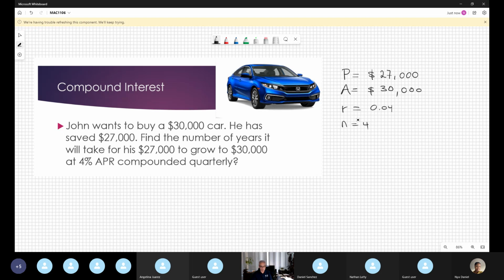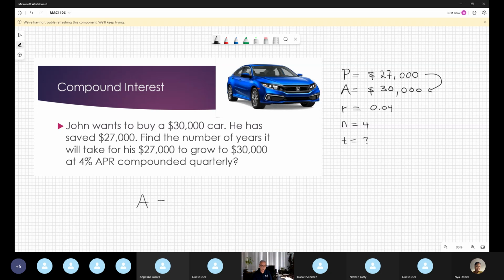And one more thing we need in the formula. We need P, we need A, we need R, we need N. We don't know T, no? T is the thing that I am trying to look for. T is how many years you need to wait for this money to grow from this to this. Make sense? Yes.